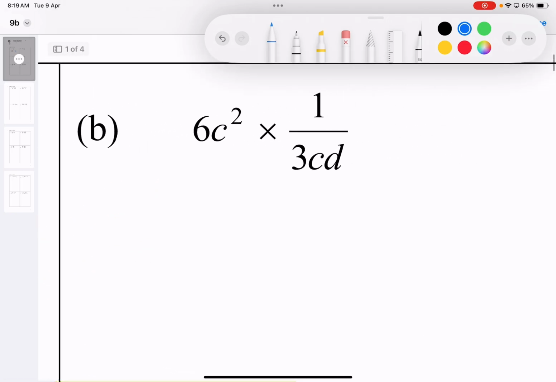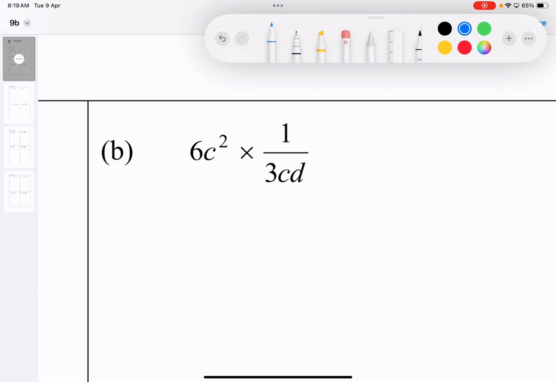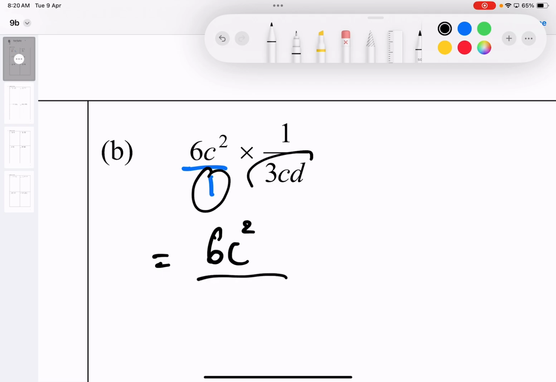Let's look at part b over here. Part b, the first thing I do, I convert it into a fraction. Then I follow the rule, the top will stick with the top. So the top is 6c squared. The bottom is just 1 times 3cd. Alright, so I'll just get 3cd over here.